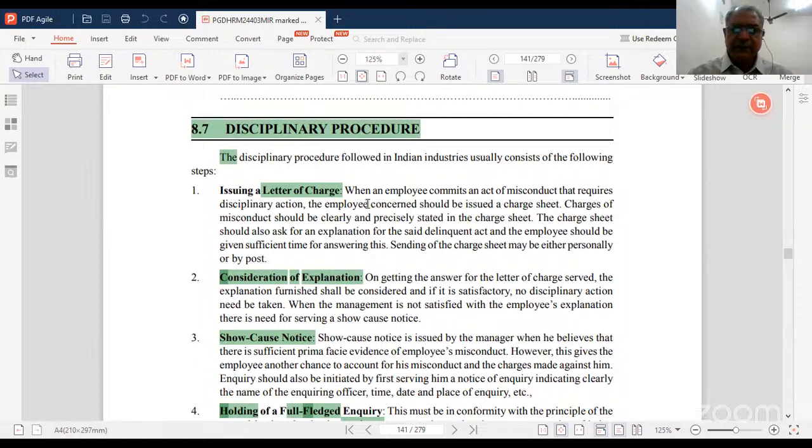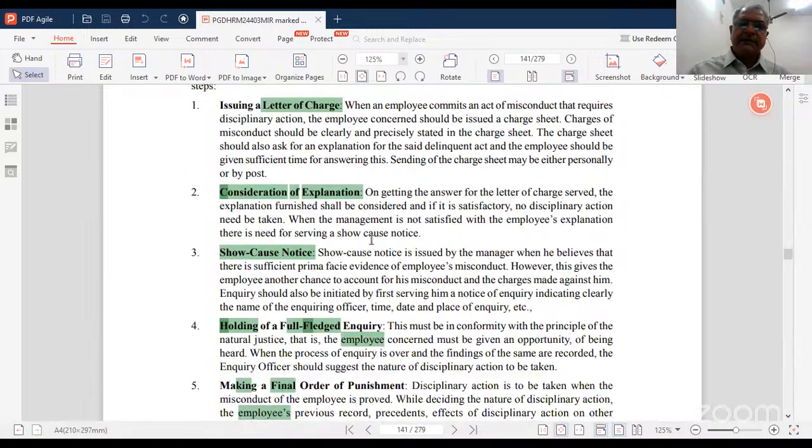The charged misconduct should be clearly and precisely stated in the charge sheet. In the charge sheet, we ask for an explanation for the said delinquent act, and the employee should be given sufficient time to answer. Why disciplinary action cannot be taken against him for a particular fact? That means in that particular letter, an opportunity will be given to the undisciplined employee. Consider the explanation: the employee will be given an opportunity to give the explanation.